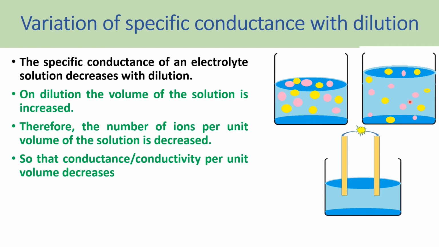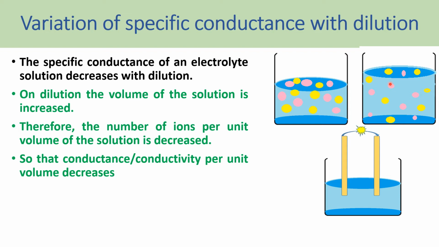Upon diluting the solution, the concentration of ions per centimeter cube or meter cube decreases and therefore the specific conductivity decreases, but molar conductivity increases. As we increase the dilution, the volume containing 1 mole of electrolyte increases, so that the specific conductance decreases with dilution.